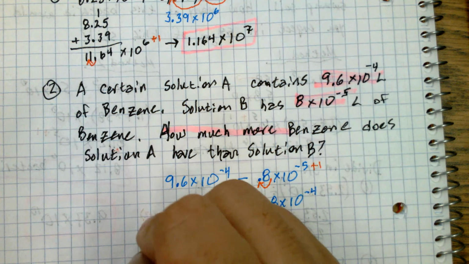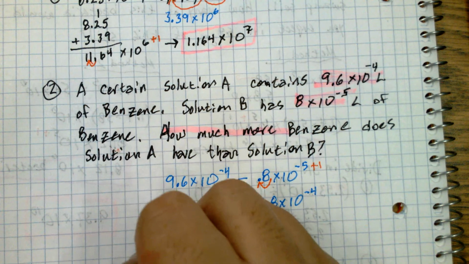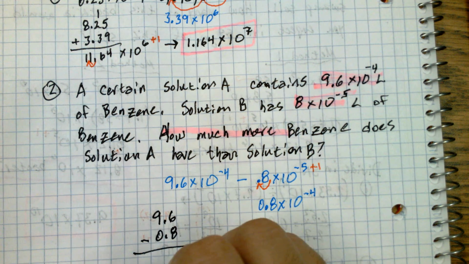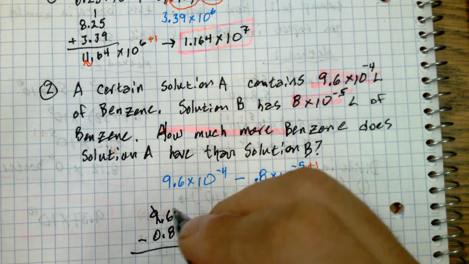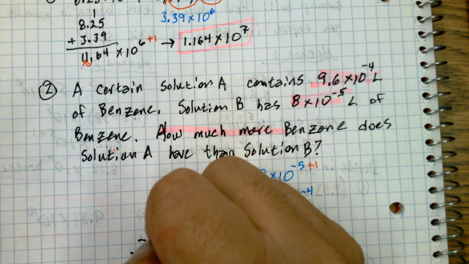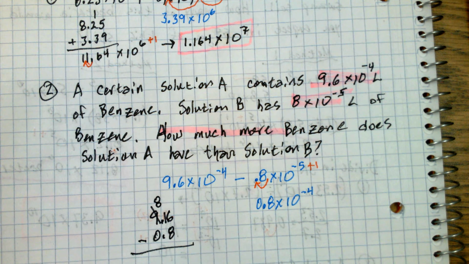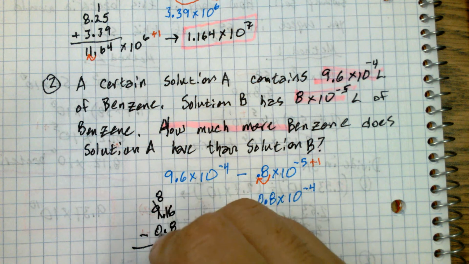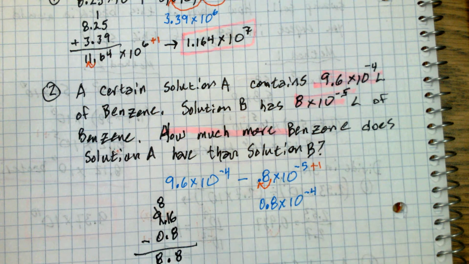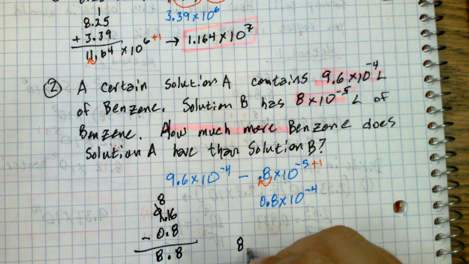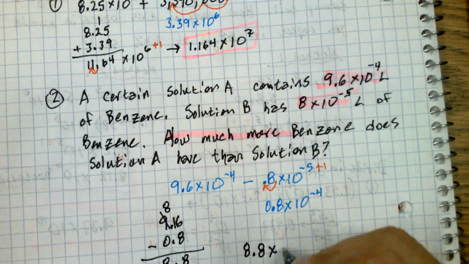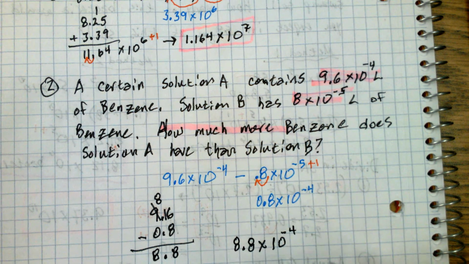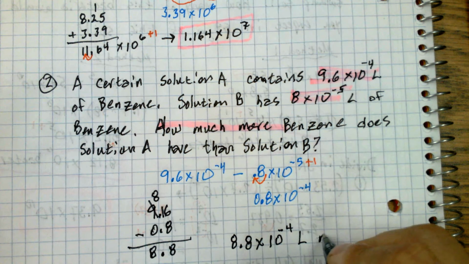So now we got to do a little bit of math. 9.6, take away 0.8, and we have to borrow. Make that 8. This is 16. And then 16 take away 8, 8. And then 8 take away 0 is just 8. So we get 8.8. So our answer is 8.8 times 10 to the negative 4 liters more.